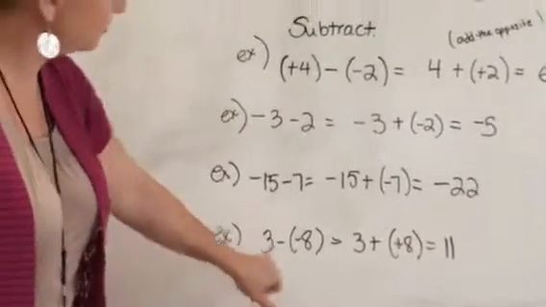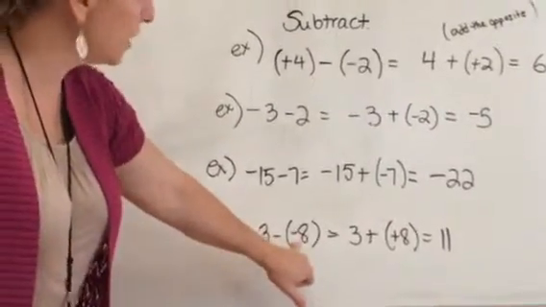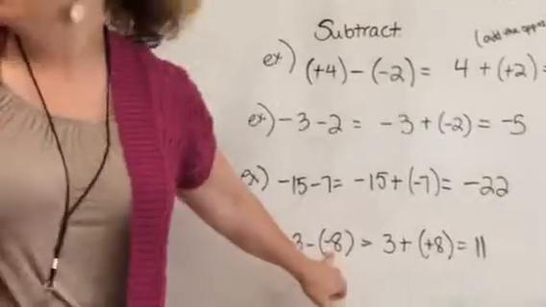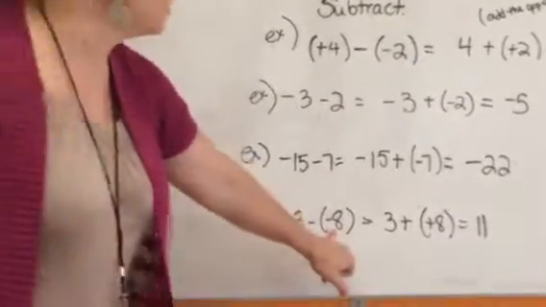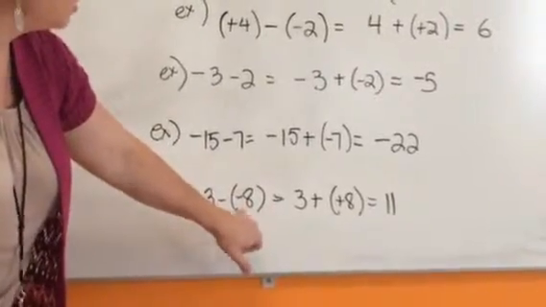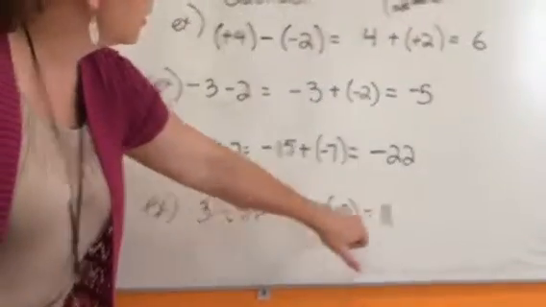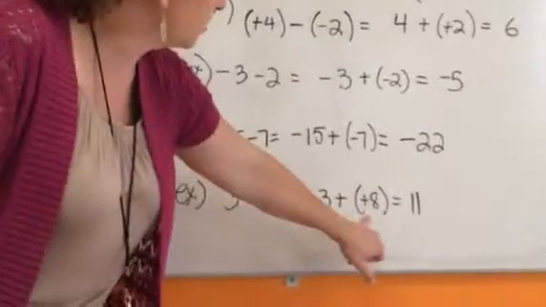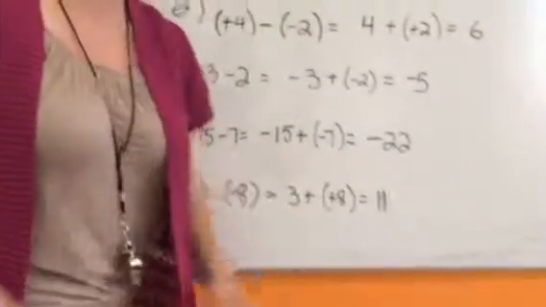Last example, you're getting a minus. What's the opposite of negative 8? Okay, the opposite of negative 8 is positive 8. 3 minus negative 8 equals 3 plus the opposite of negative 8, which is positive 8. So you actually add the numbers, you get 11.